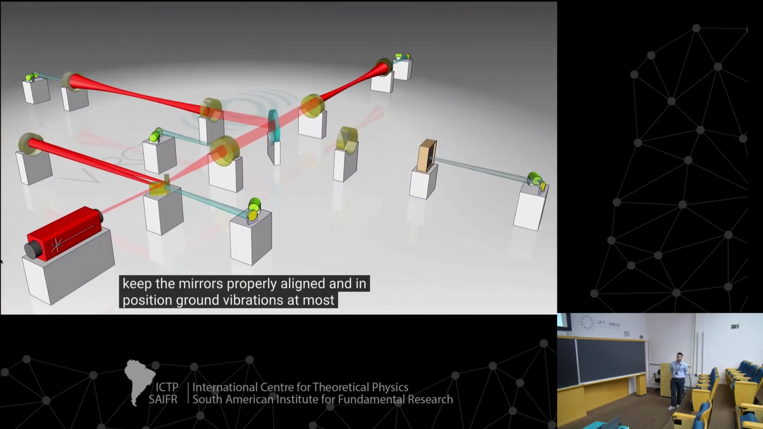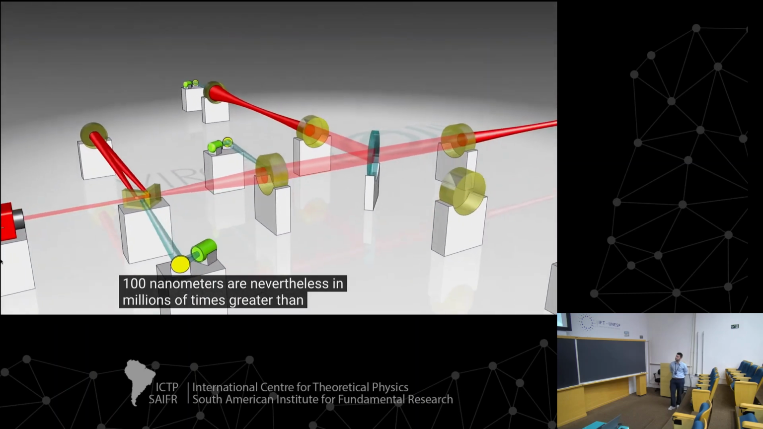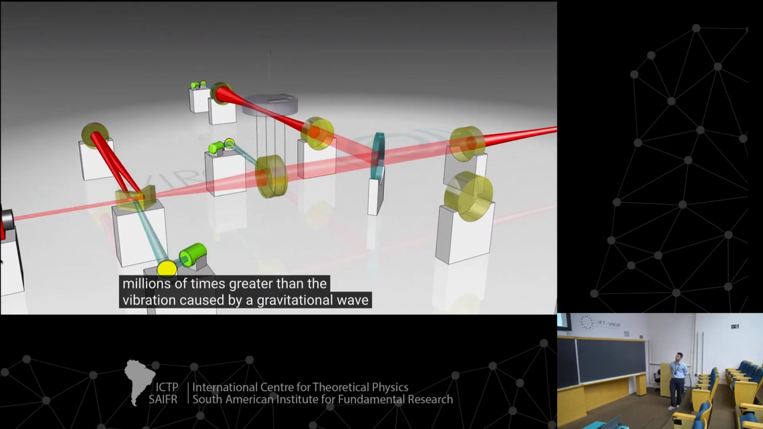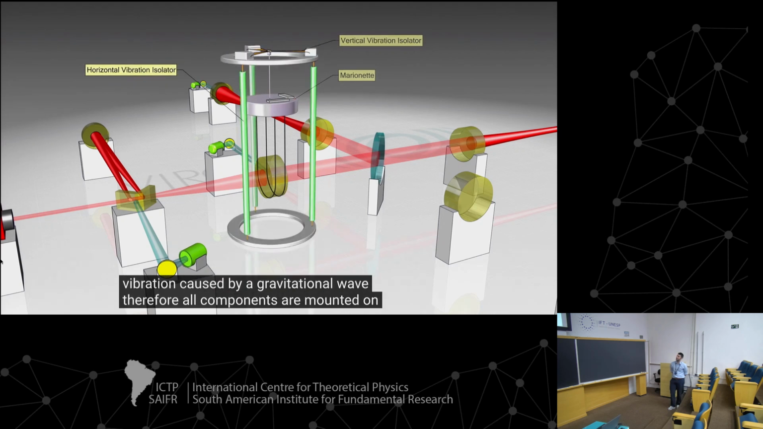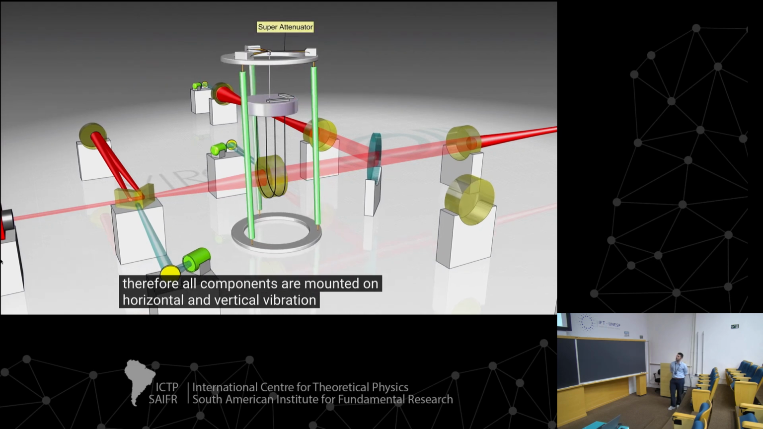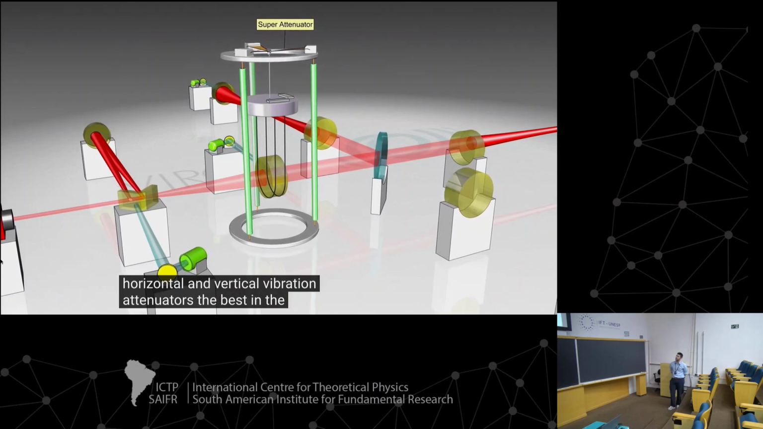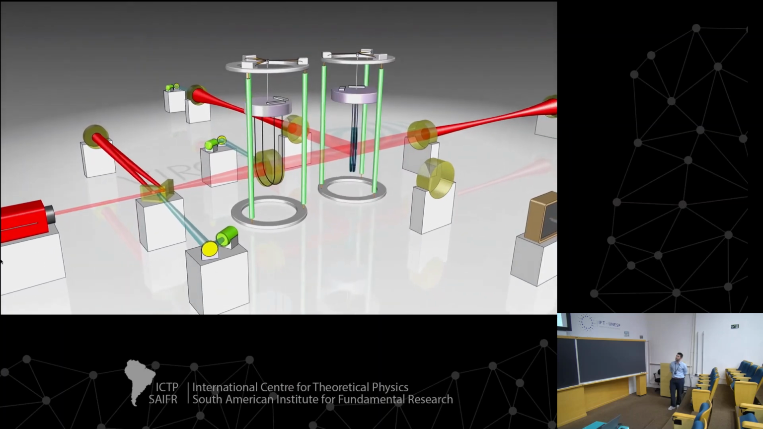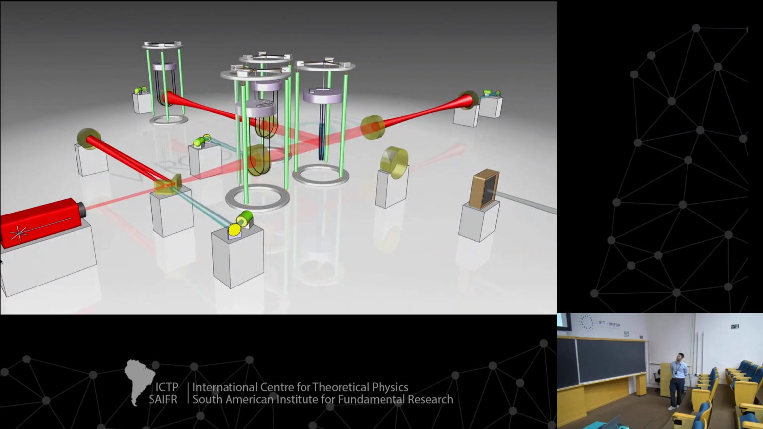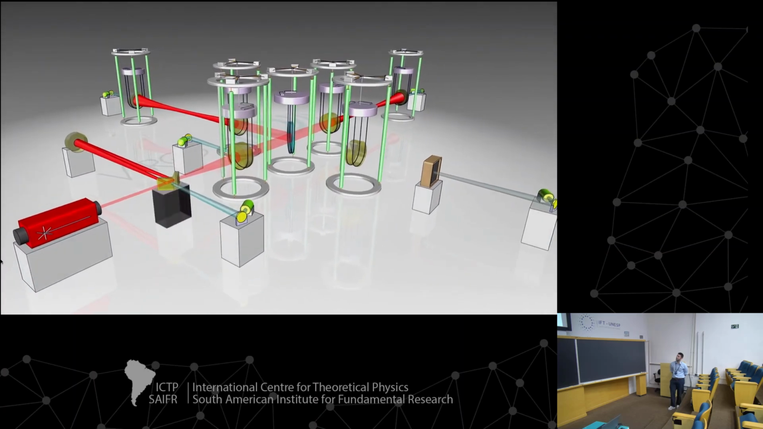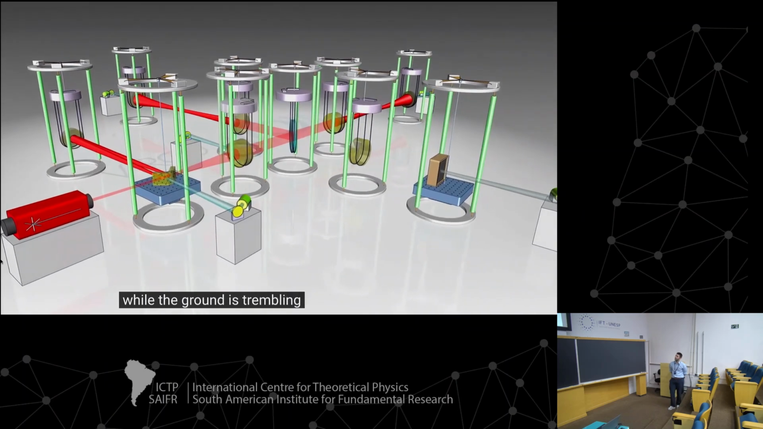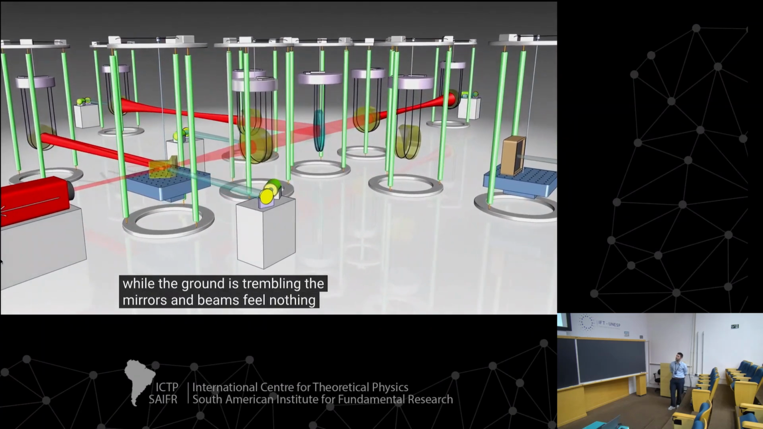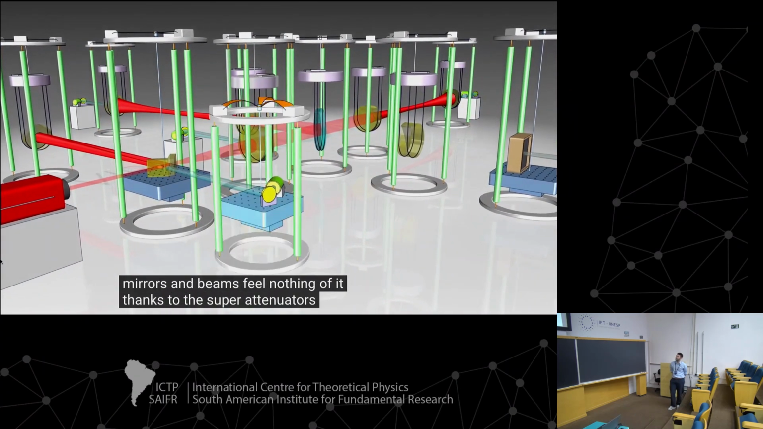Ground vibrations of at most about 100 nanometers are nevertheless millions of times greater than the vibration caused by a gravitational wave. Therefore, all components are mounted on horizontal and vertical vibration attenuators, the best in the world. While the ground is trembling, the mirrors and beams feel nothing of it, thanks to the super attenuators.